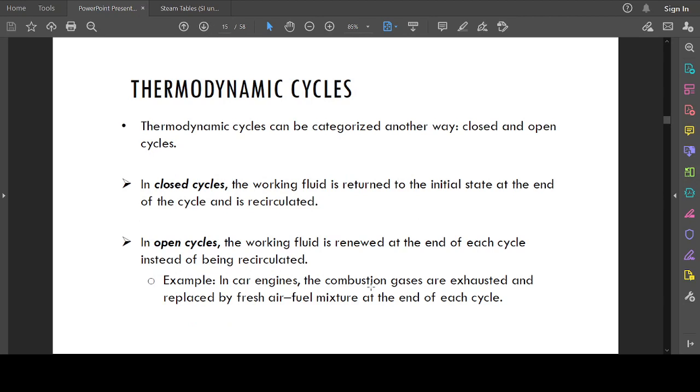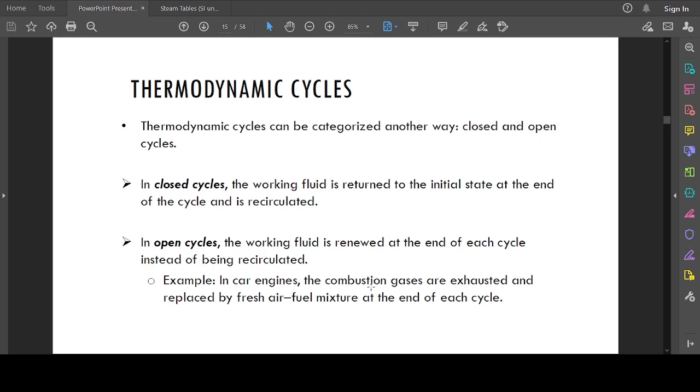So the thermodynamic cycles can be categorized another way, a closed and open cycle. In closed cycles, the working fluid is returned to initial state at the end of the cycle and is recirculated. A little bit more on this in the next slides. So in open cycles, the working fluid is renewed at the end of each cycle instead of being circulated.